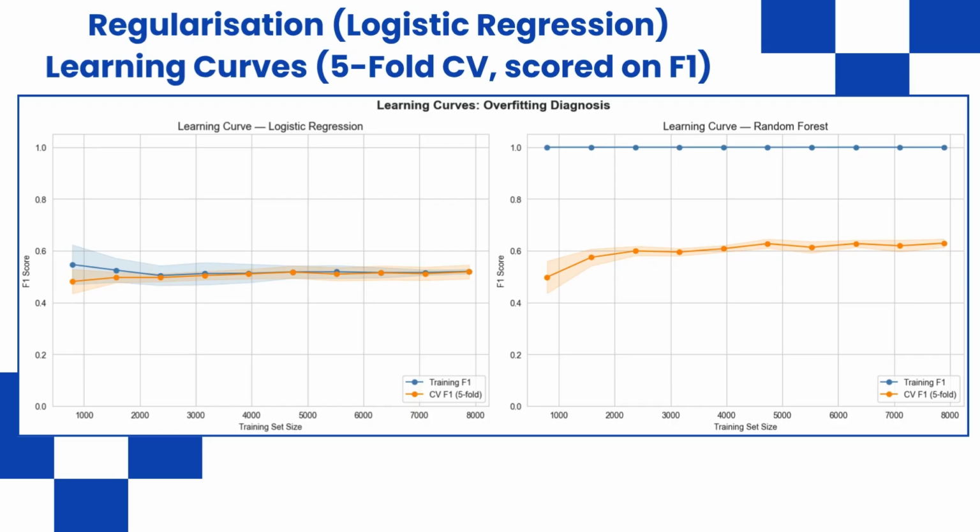For LR, training and CV (cross-validation) F1 scores converge closely, which is a sign of high bias. For RF, training F1 scores stayed pinned at 1.0, whereas CV F1 scores plotted right below it, and the gap never closes. This confirms the severe overfitting.